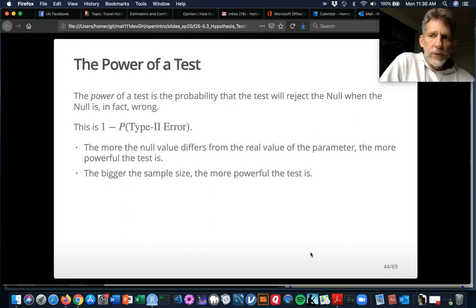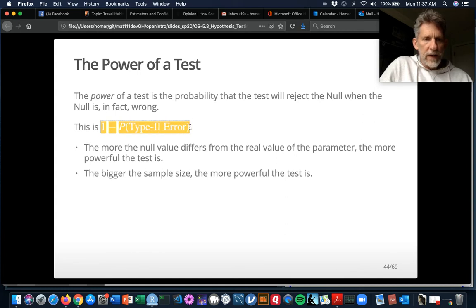The notion of type 2 errors, that's when the null is false and you didn't reject it, is useful in thinking about what we call the power of a test of hypothesis. The power of a test of hypothesis is the probability that the test is going to reject the null when the null is in fact wrong. That is, when the null is wrong, the test sees that the null belief is unreasonable. Mathematically, it's expressed as 1 minus the probability of a type 2 error.